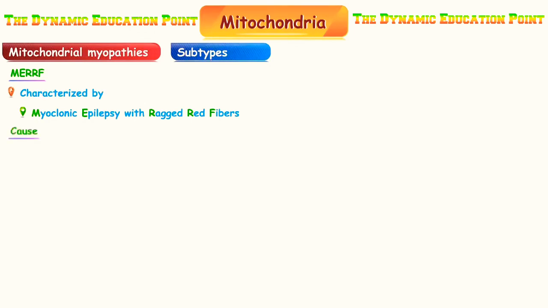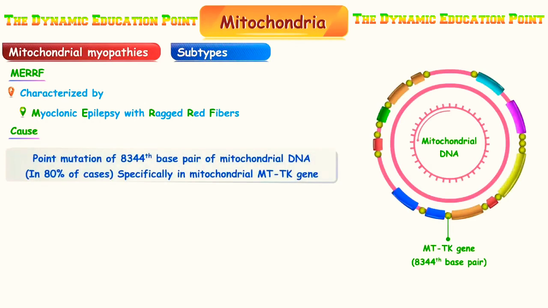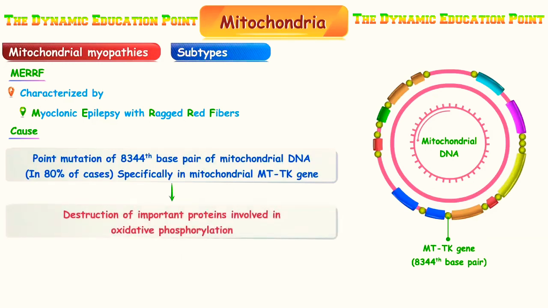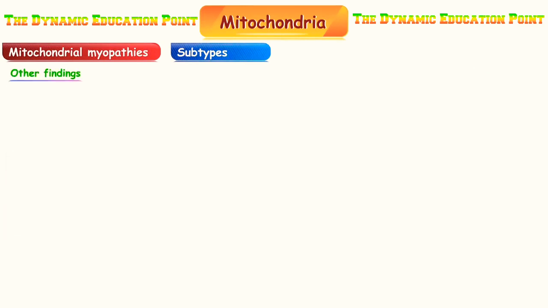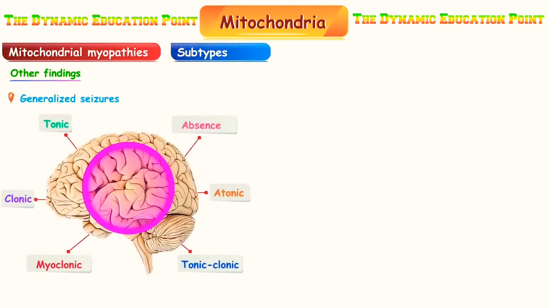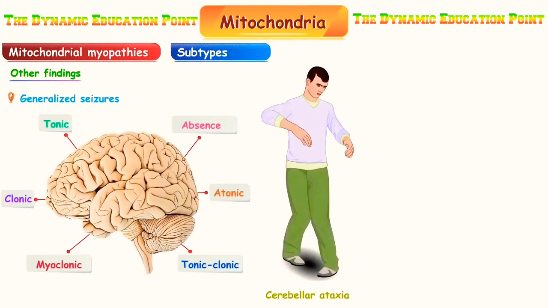We do know the cause. There is a point mutation of the 8,344th base pair of mitochondrial DNA in approximately 80% of cases, specifically in the mitochondrial MT-TK gene. This leads to the destruction of important proteins involved in oxidative phosphorylation. Other findings include generalized seizures, cerebellar ataxia, and dementia.